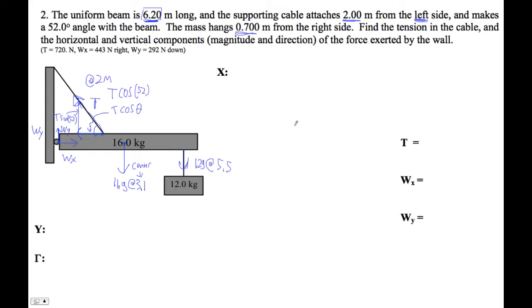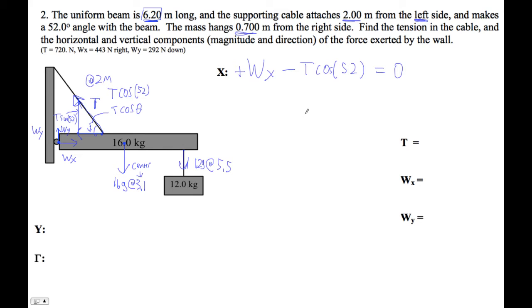Okay, so now let's set up our mighty x equation, okay? So we've got positive wall in the x direction minus T cos 52 is 0. Can't be solved because we don't know this and we don't know this. So what'll happen is we'll solve for T and plug it in, right? I forgot the S for cos.